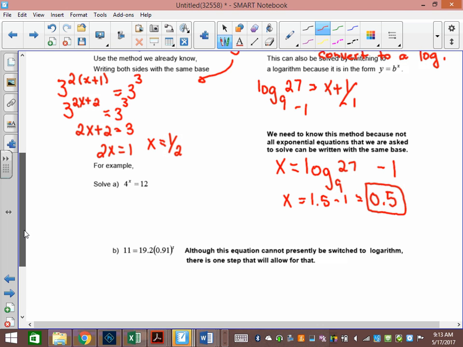Two bases, because you can't make either of these be the same base. Like if you did 4, you can't make this be base 4. 4 to nothing gets you 12. You can't make it be base 2. 2 squared gets you 4. 2 to the what gets you 12? Nothing. So we're going to have to change it to a log.